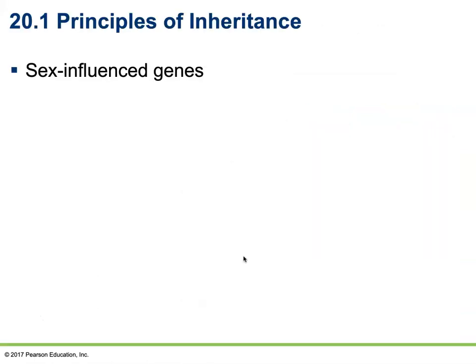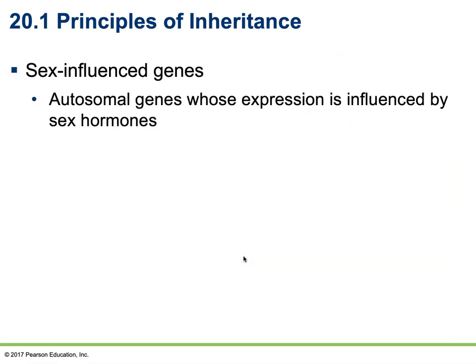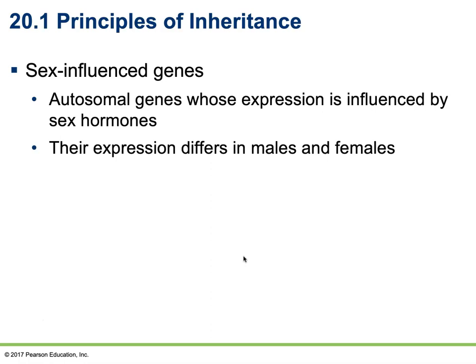The last thing I want to mention are sex-influenced genes. These are going to be autosomal genes whose expression is influenced by the sex hormone. Their expression is going to differ in males versus females, and an example of this would be male pattern baldness. This is going to be much more common in men than women because its expression depends on both the presence of the allele for baldness and the presence of testosterone.